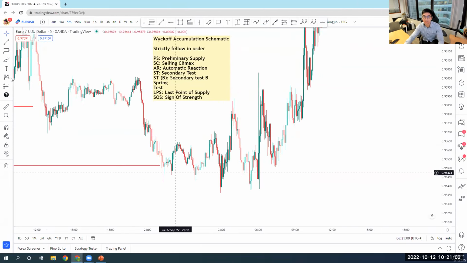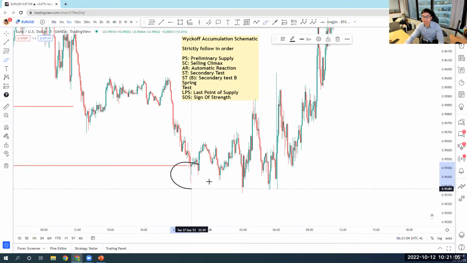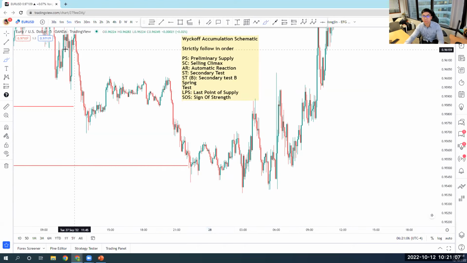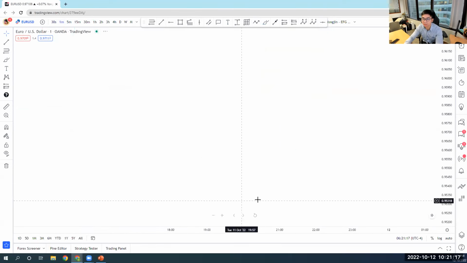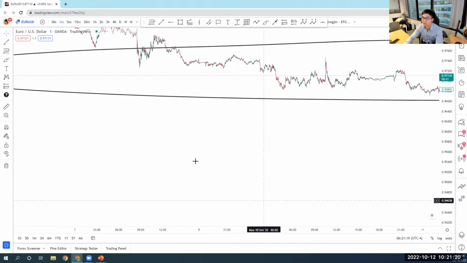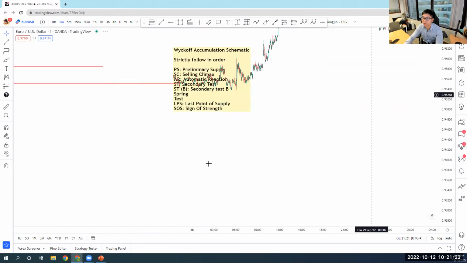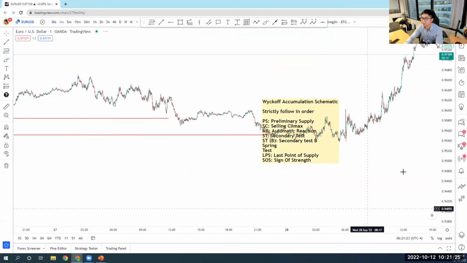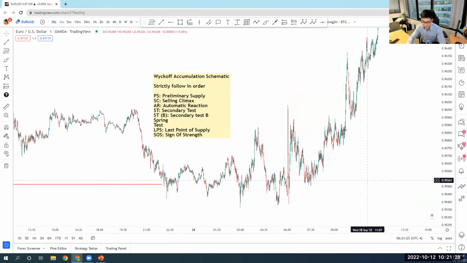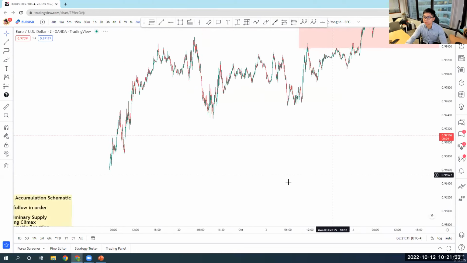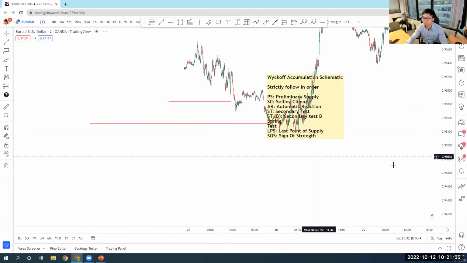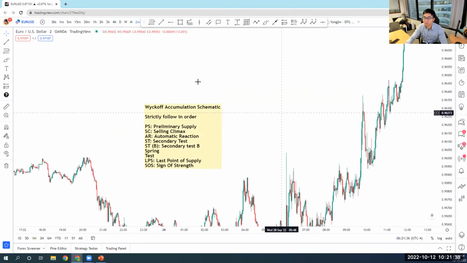Since we are focusing on this area, you can take a look. Price came down, it cleared the previous low right here. So we can mark this area out as preliminary supply, PS. I think it's not clear. I've got to go to the 1 minute chart. It's not clear enough, unfortunately. Maybe 2 minutes. The 5 minutes wasn't clear.